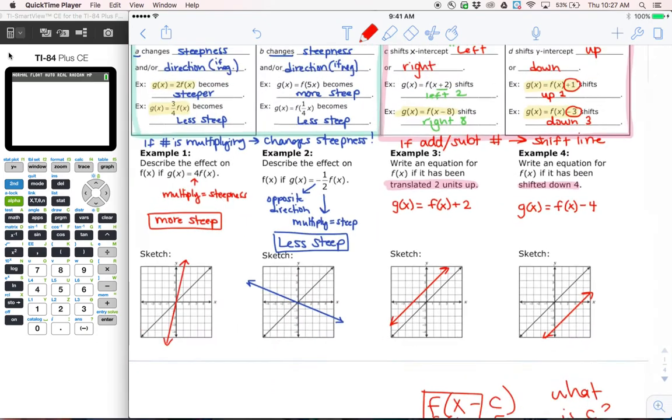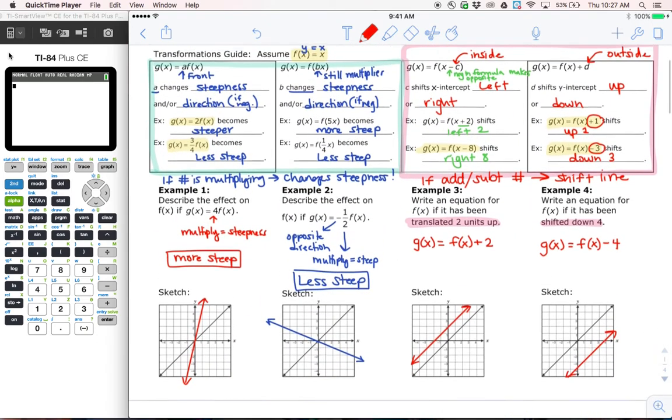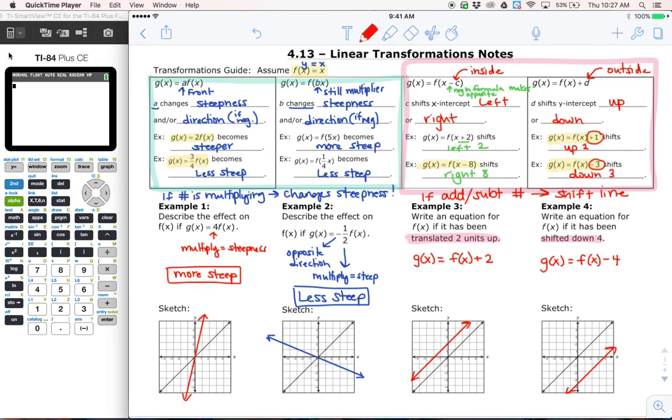That is the lesson today in a nutshell. Please just keep in mind, if the number is multiplying f of x, it's changing the steepness. If it is being added or subtracted to f of x, it's changing the position. It's moving it, most likely up or down, possibly left or right.